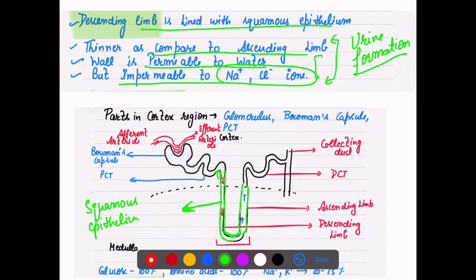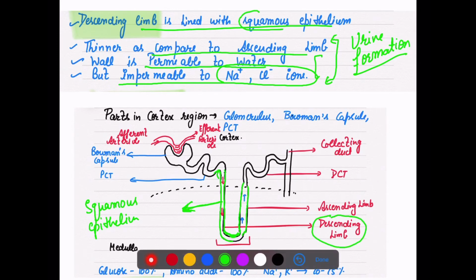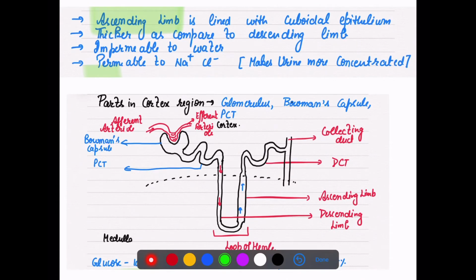Again, the descending limb is covered with squamous epithelium. Its wall is permeable to water but impermeable to sodium and chloride ions. So it has more water compared to ionic concentration, and it is thinner compared to the ascending limb. Now move on to your ascending limb. As you can see, this portion is forming a loop-like structure.